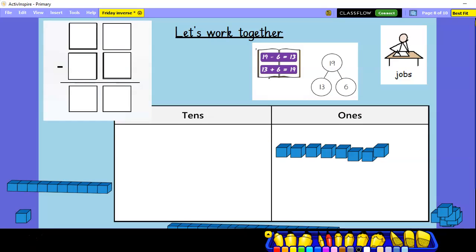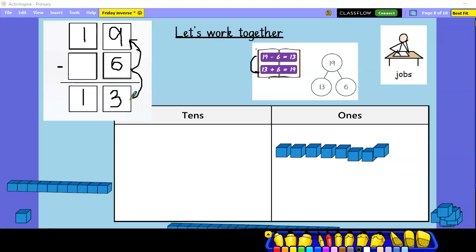Now I'm going to show you how this relates to our column subtraction, because this is obviously a way that we're getting really confident with using. So here it says 19 take away 6 equals 13. And basically what my job is to check that that answer is correct. So the subtraction is 19 take away 6 equals 13.